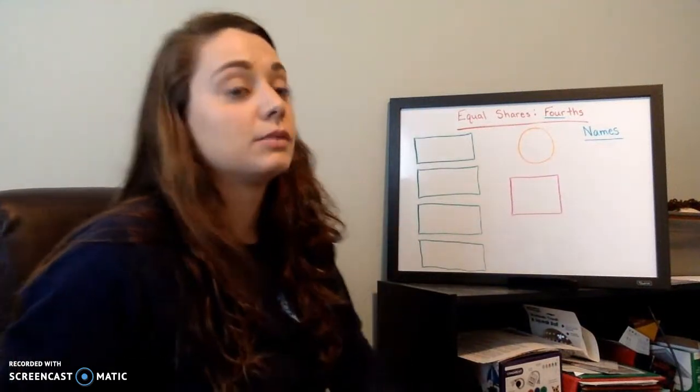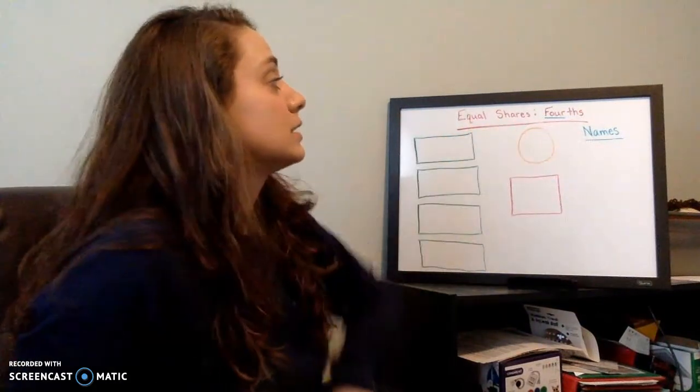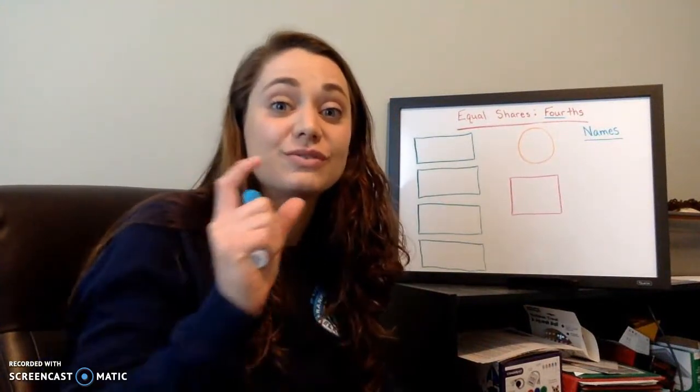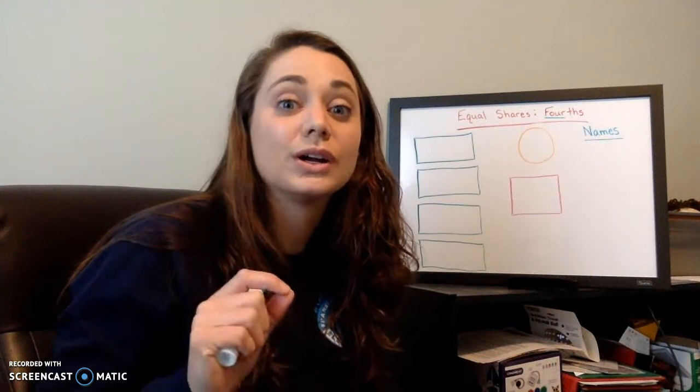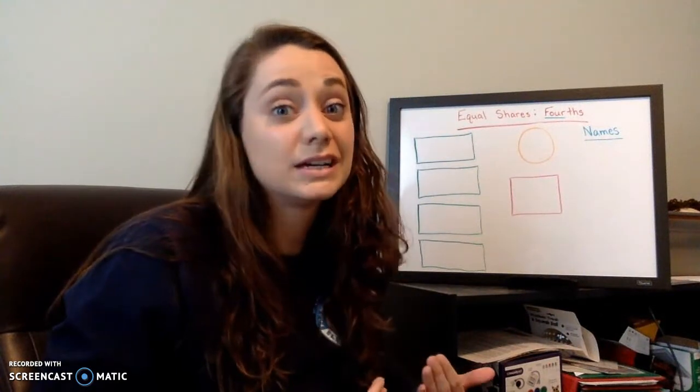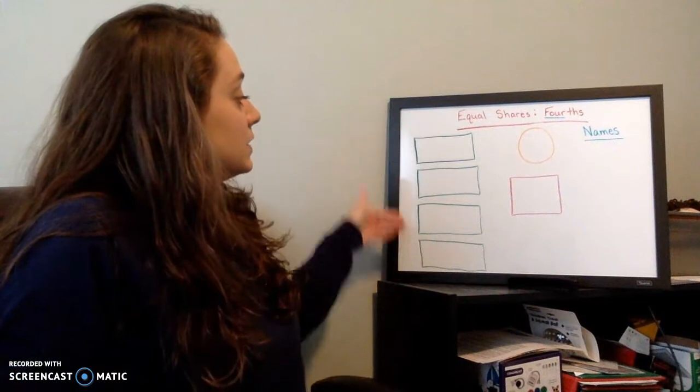So just a reminder, whenever we're doing equal shares and you are dividing a shape up, you need to make sure that each of those parts you're dividing it into are equal, or they are the same. That's the only way that this works, okay? And we'll show you a couple examples of how that doesn't work sometimes and how you have to be careful about that.